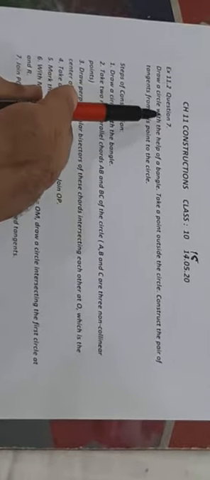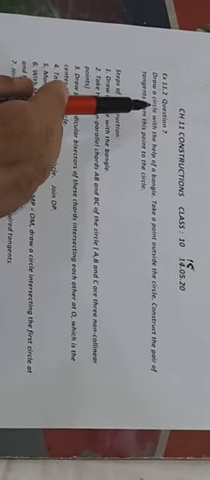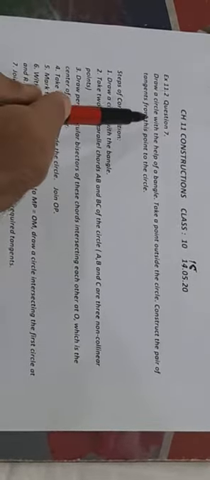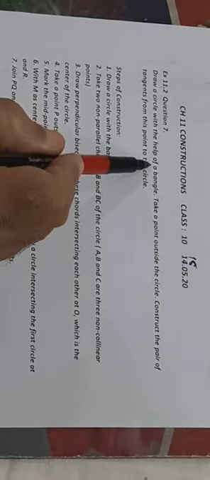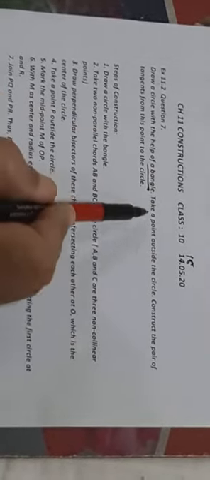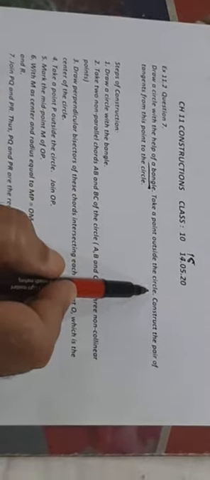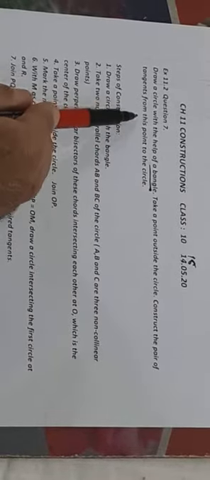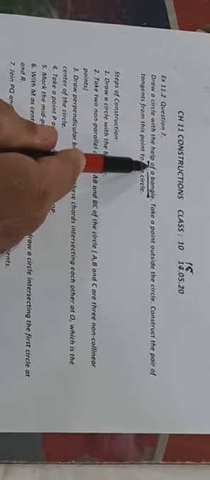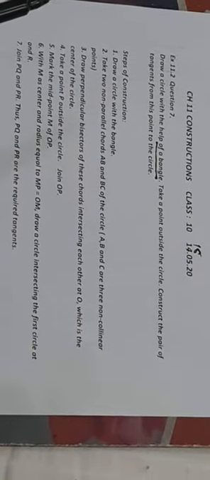This is question number 7 from exercise 11.2. Draw a circle with the help of a bangle. Take a point outside the circle. Construct the pair of tangents from this point to the circle. So we have to draw a circle with the help of a bangle.